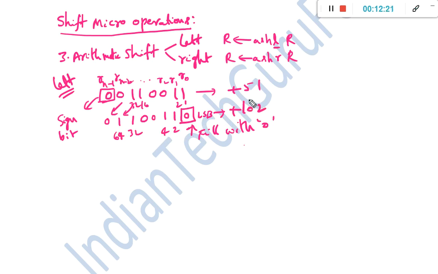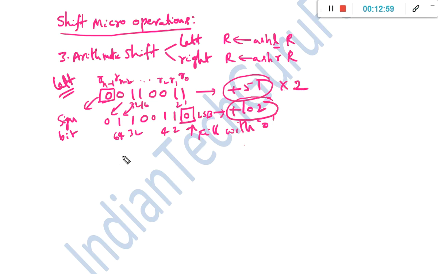So what does this indicate? This indicates that whenever we perform the arithmetic left shift operation, the value in the register will be multiplied by 2. Originally it was plus 51. When I perform the arithmetic left shift operation, I get plus 102, which is the original value multiplied by 2. Like this we always get the result.